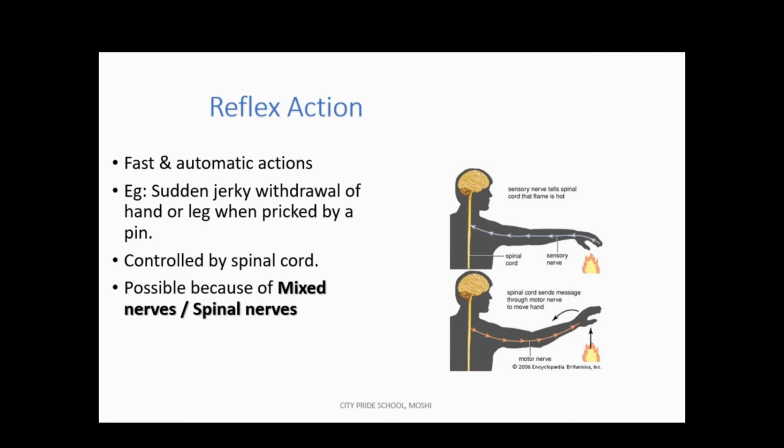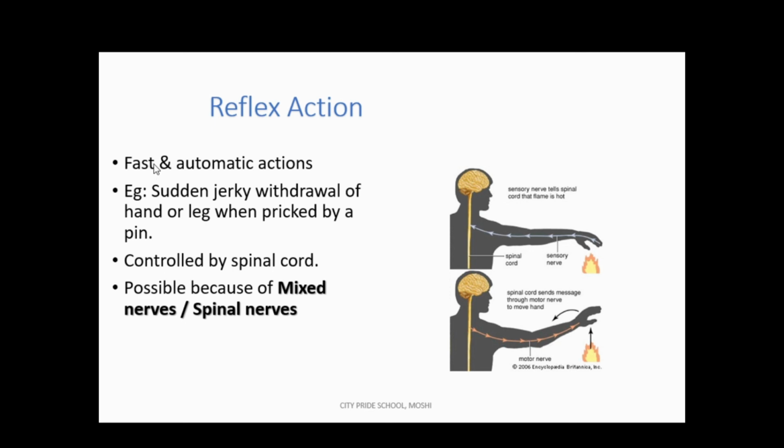When the nervous system responds to such situations, the messages to be sent through the motor nerves are generated at the spinal cord itself so as to make the reaction as fast as possible. As you may realize, this gives the advantage of protection in dangerous situations where time is important. Reflex actions are possible because of mixed nerves or spinal nerves. Now I hope you are able to understand why the spinal cord is called the center for reflexes.